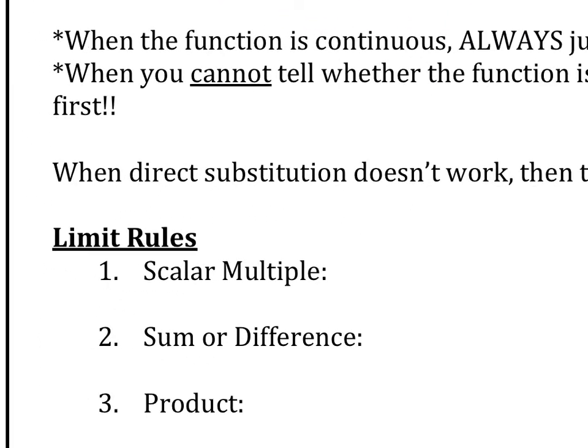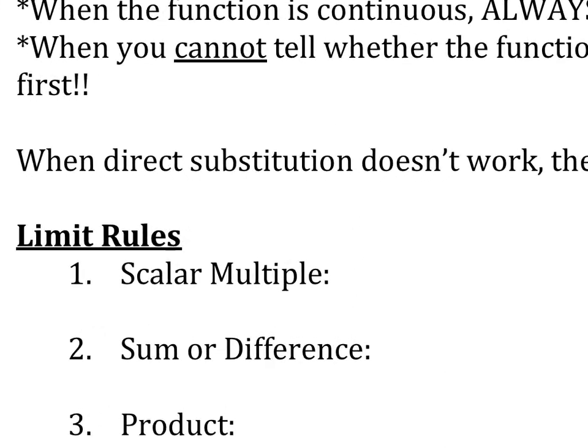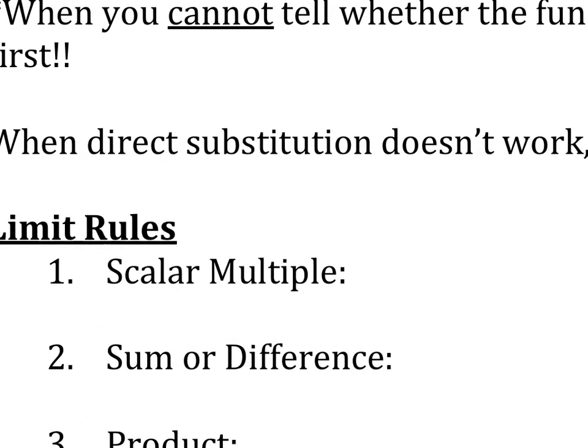Now, when it doesn't work, or you cannot tell exactly what to do, there are some limit rules. The first one is called the scalar multiple. Do you guys remember what scalar means? It's like a number, say 3, and then everything in parentheses. It makes one number bigger. Yeah, so a scalar is just a number that you're multiplying by.